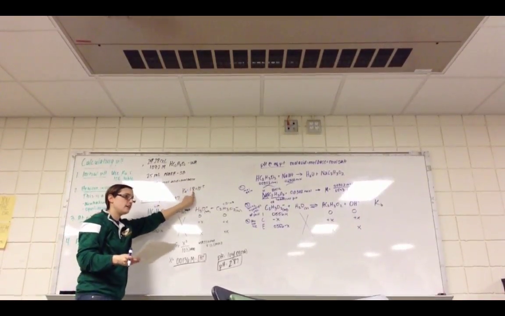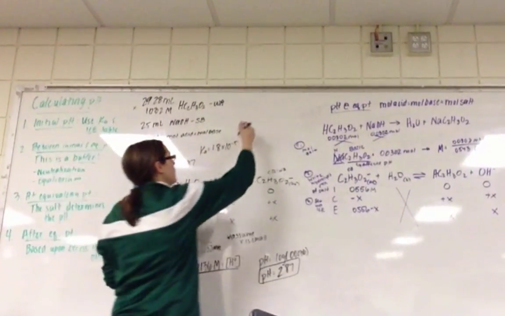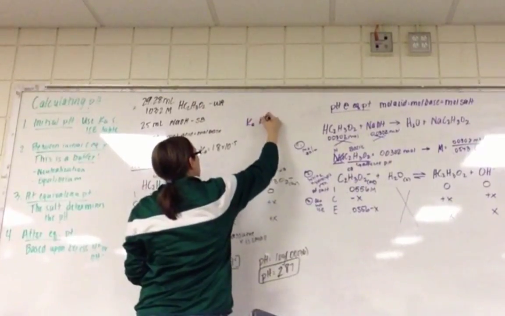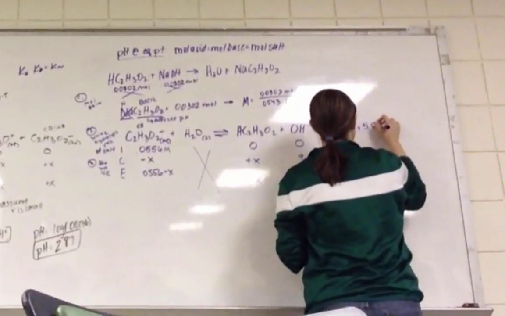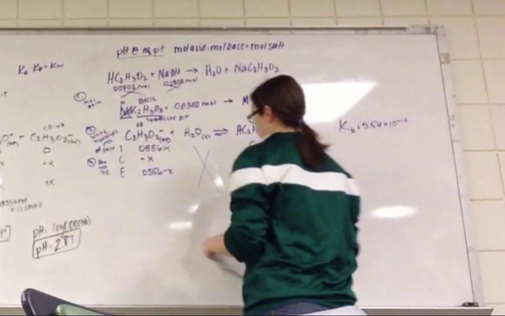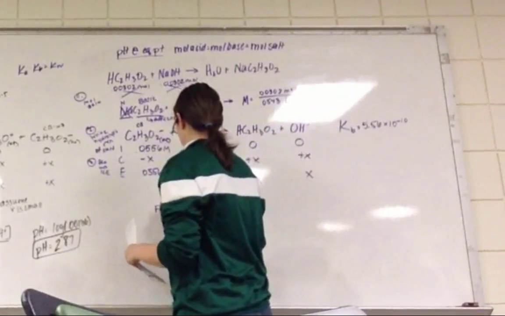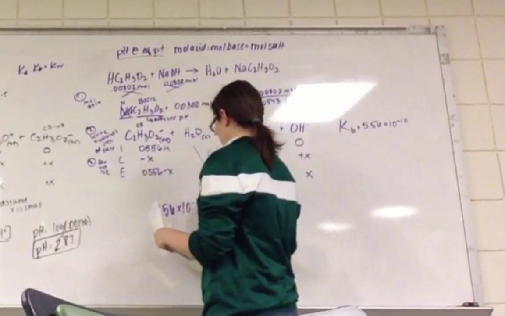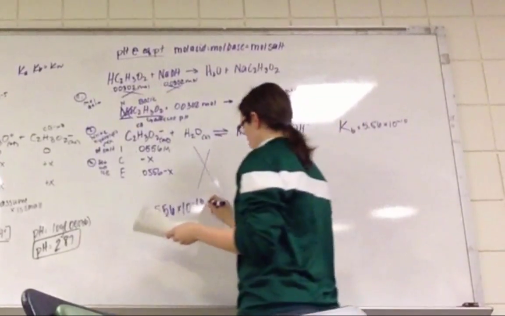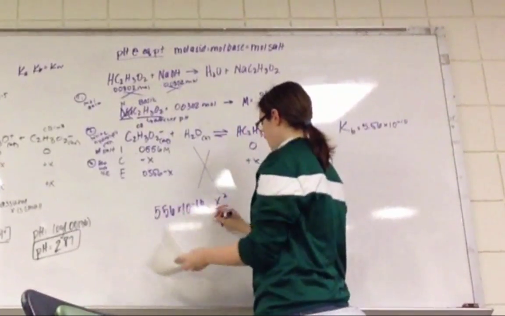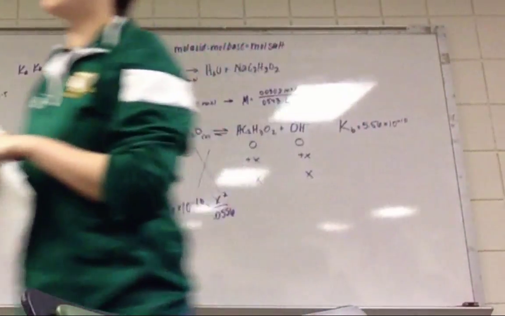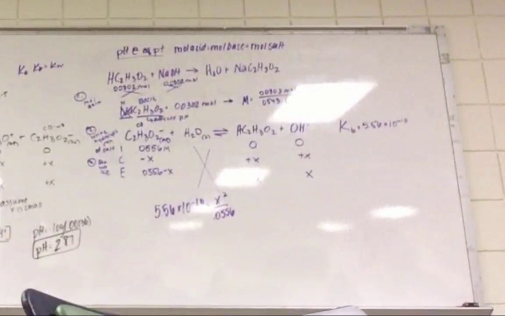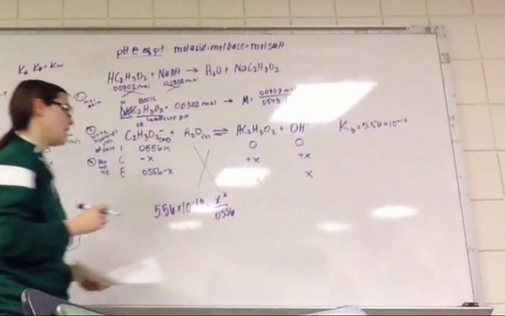Well, we know Ka. What's the relationship between Ka and Kb? Ka times Kb equals Kw. We calculated this in the last one. So we get 5.56 times 10 to the negative 10 equals x squared. If I assume x is small, again, now I'm just saving some time, not necessarily showing every step like I should, just to make sure we get through everything. So multiply, take the square root.